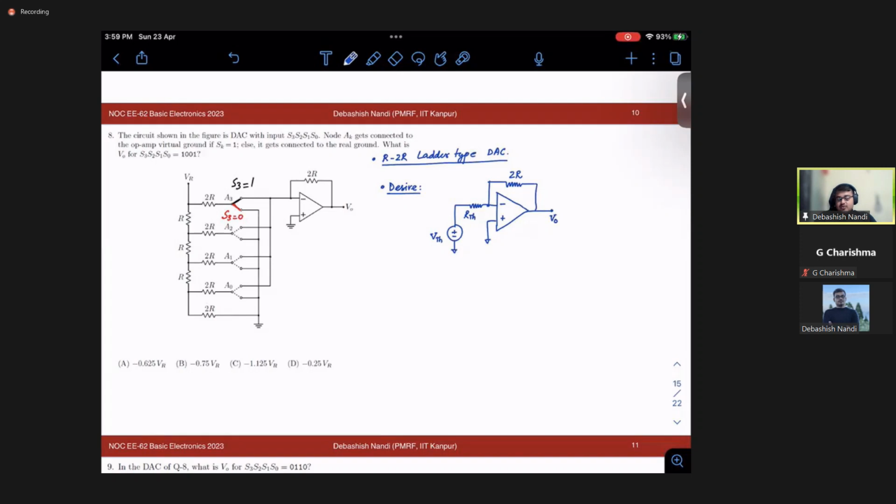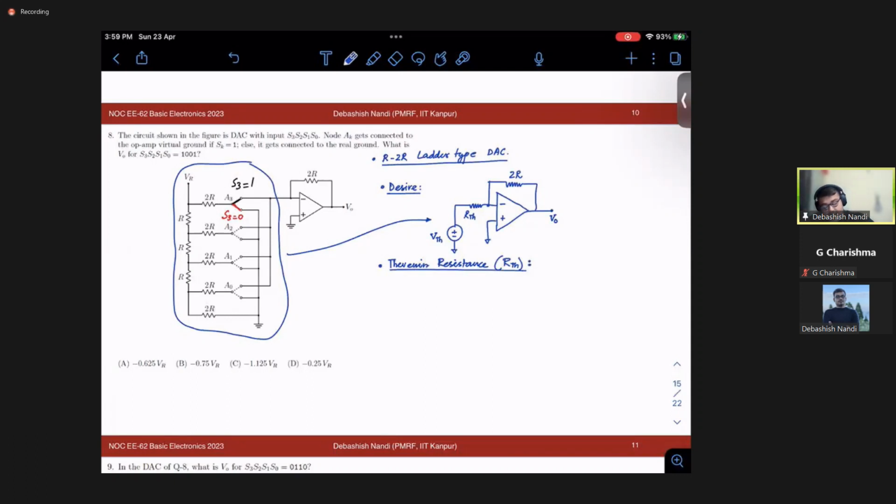So we want to find out this entire stuff reduced to a series Thevenin voltage and Thevenin resistance. So we need to find out the Thevenin resistance and Thevenin voltage. How do you do that? So Thevenin resistance, or RTH.